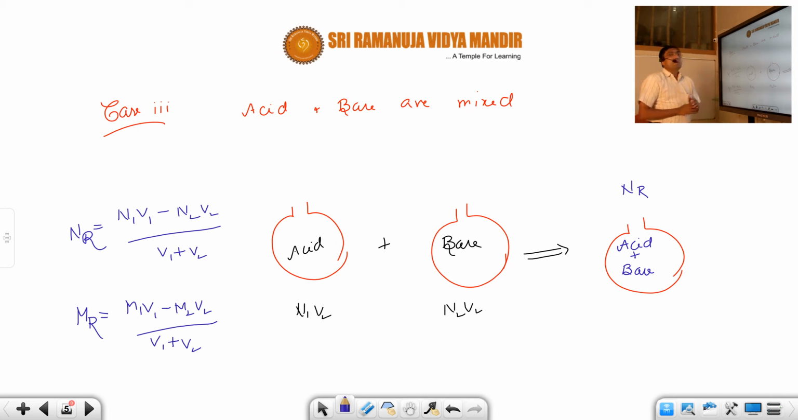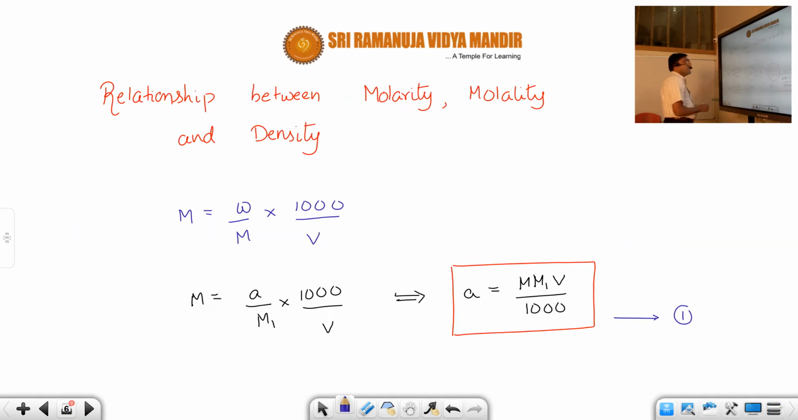Now I am going to teach you an interesting relationship between molarity, molality and density. There is one relationship. If you remember that formula, you will be very comfortable in solving questions in the examination. So I am going to establish now the relationship between molarity, molality and density.